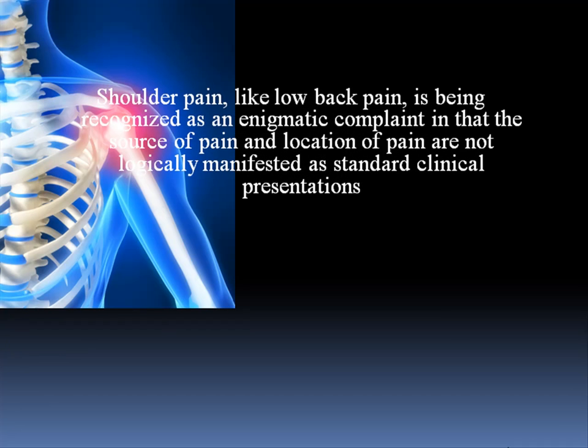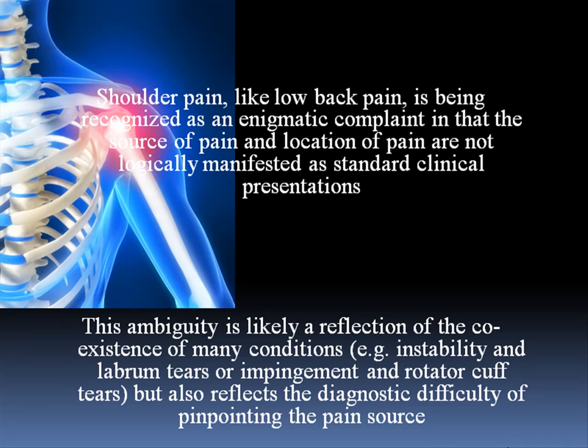Shoulder pain, like low back pain, is being recognized as an enigmatic complaint in that the source of pain and location of pain are not logically manifested as standard clinical presentations. In the search for shoulder pain studies, it became apparent that although there may be a condition focus of a given study, there were often overlaps. This ambiguity is likely a reflection of the coexistence of many conditions, for example, instability and labrum tears or impingement and rotator cuff tears, but also it reflects the diagnostic difficulty of pinpointing the pain source.